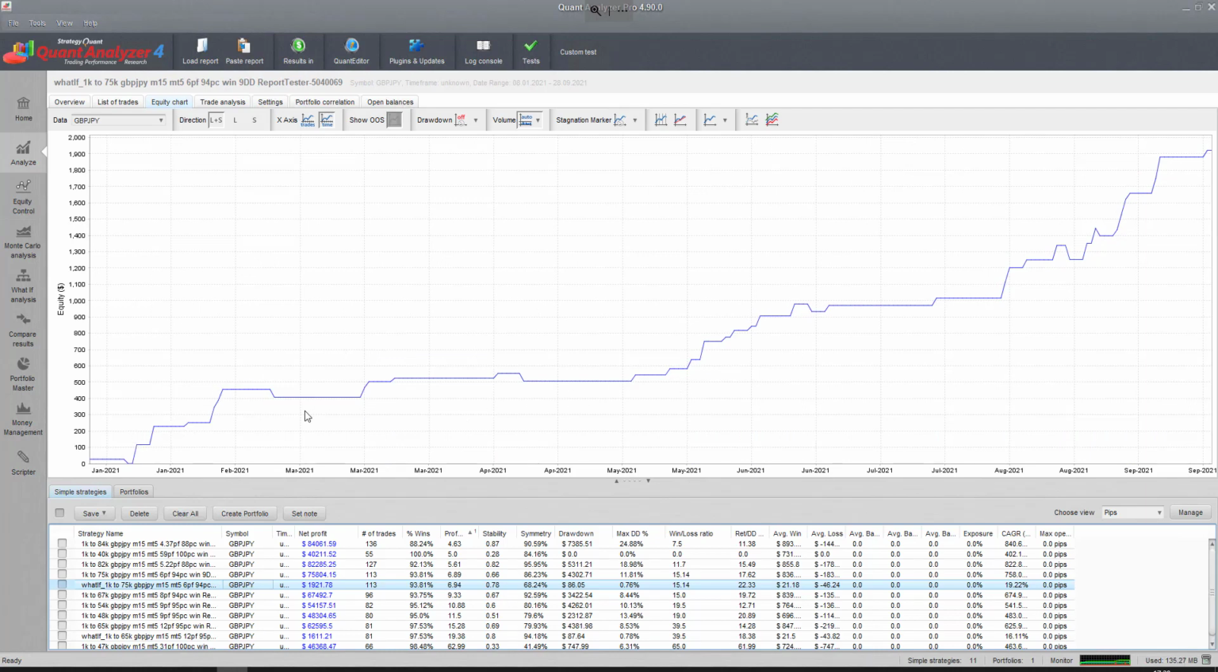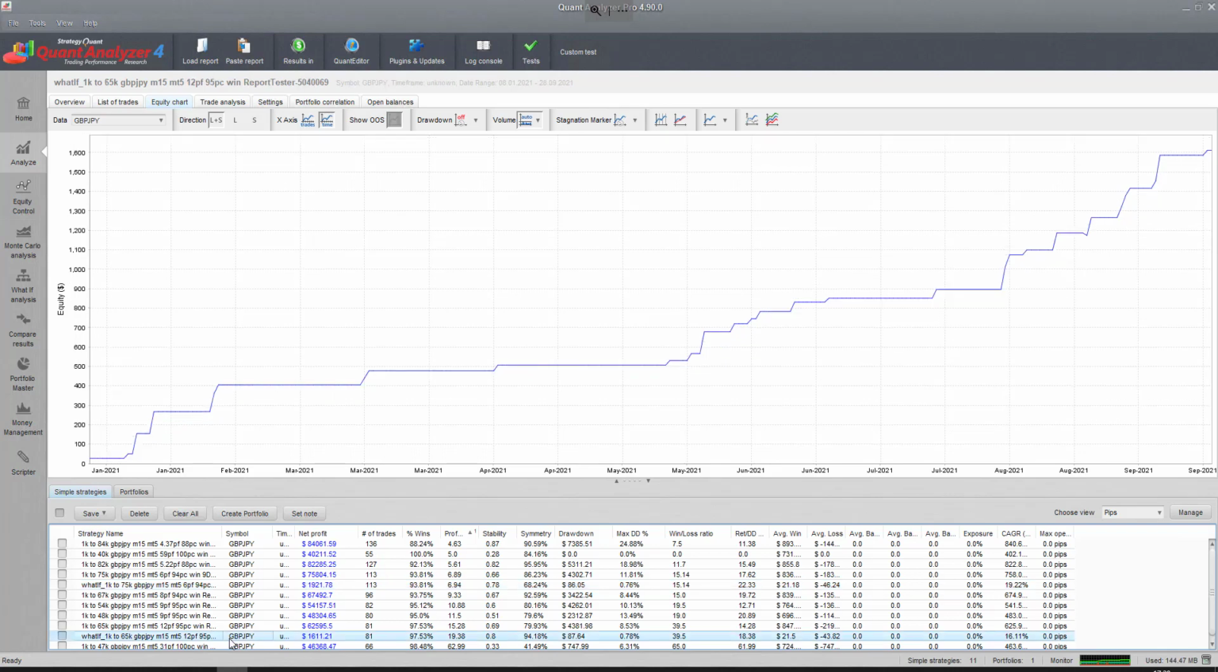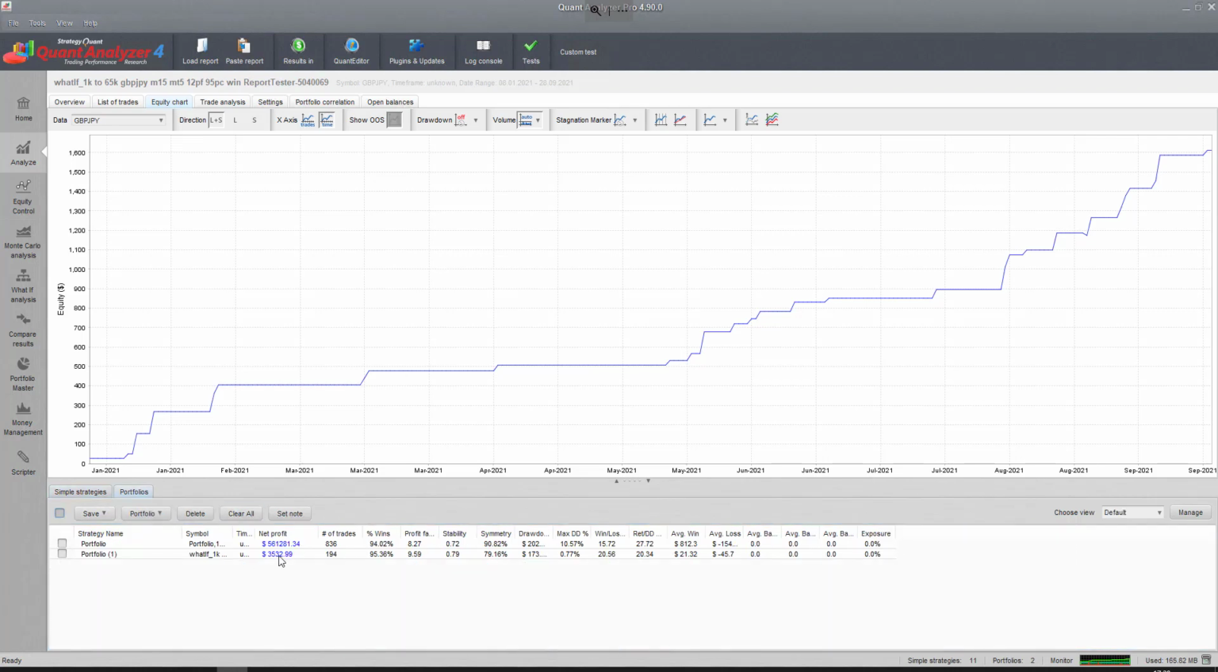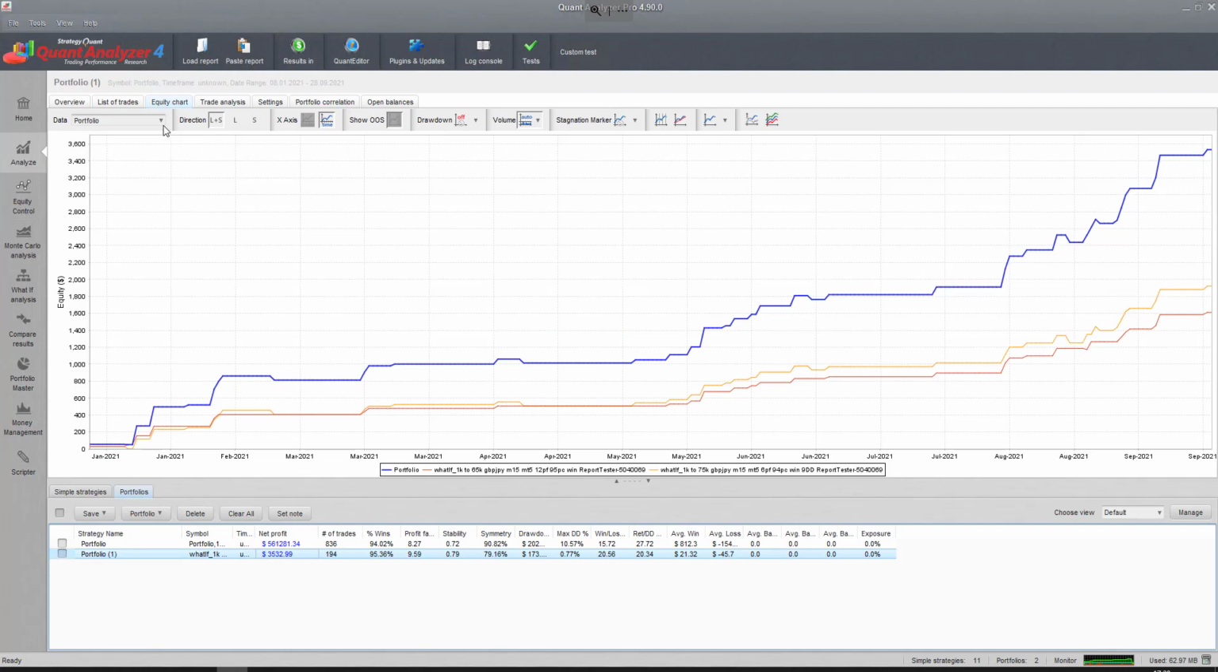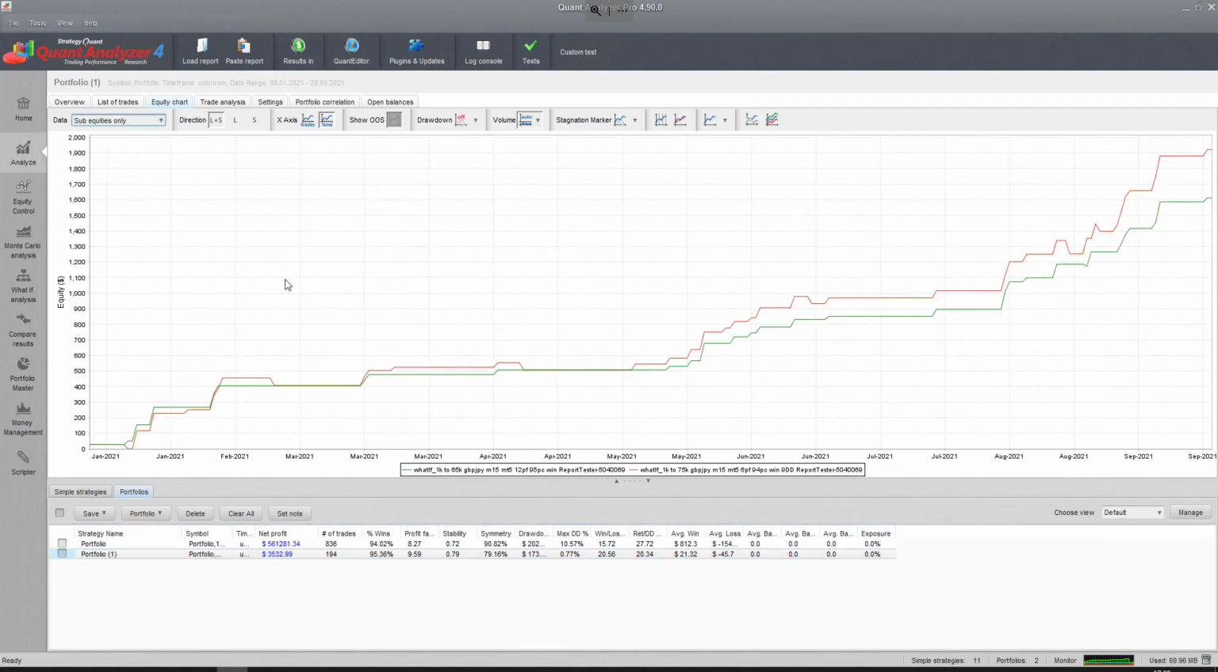Okay, so this kind of looks the same, doesn't it? It goes up. You can see that when it loses, it doesn't lose that much. The wins seem to be a lot bigger. So let's compare that one again with this one. Can't see the difference, so what you can do is select these two and create a portfolio. This is our what if portfolio. Sub equities. So yeah, we're roughly the same. The performance looks slightly better using the 1K to 75K.